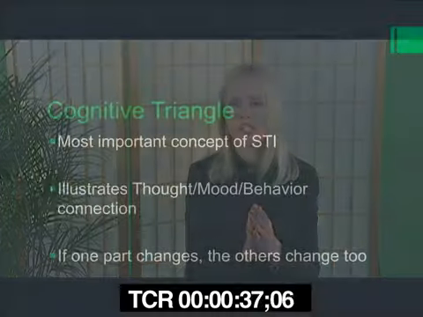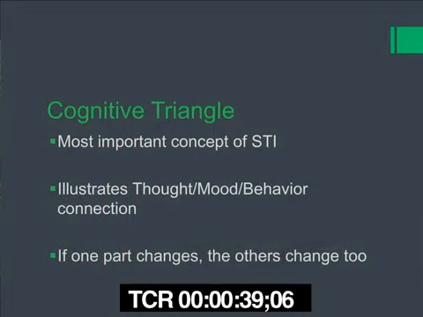Before we talk about the actual interventions, I want to explain the most important concept that we're going to discuss today, and that is the cognitive triangle, which essentially illustrates the connection between thoughts, moods, and behaviors. So if anyone out there has been sleeping, you got to wake up now. This is something you really have to understand to understand how these interventions work and to understand how best to help your patient.